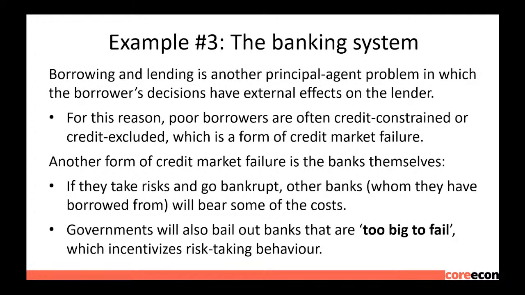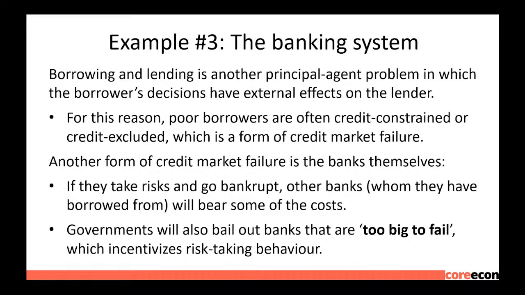Now let's bring it to more recent years. You probably all remember the 2008 crash and how it spread rapidly from the banking systems to other parts of the economies and from the US to the rest of the world. So you can also use this approach to accommodate this situation. If you think of borrowing and lending as a principal agent problem in which the borrower's decisions have external effects on the lender, that's related to the microfinance story, why poor borrowers are often credit constrained or credit excluded, which is a failure.